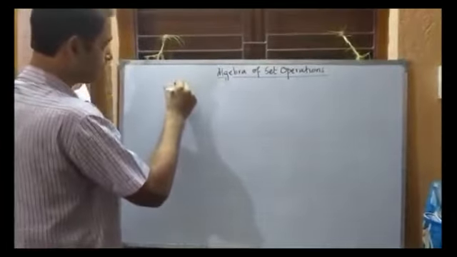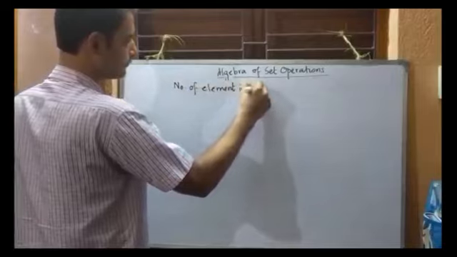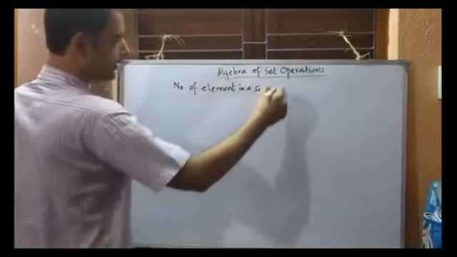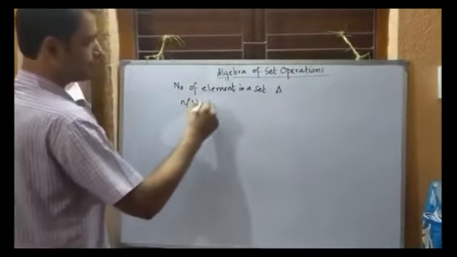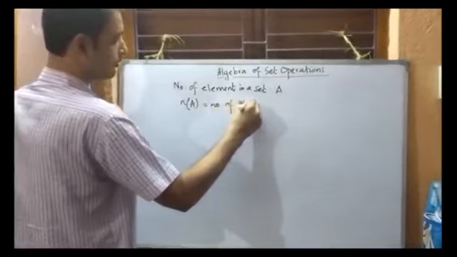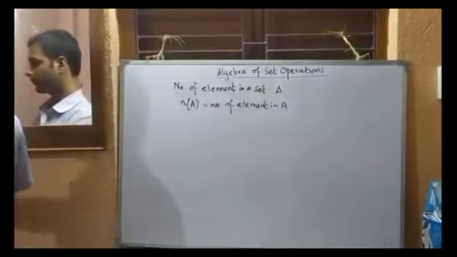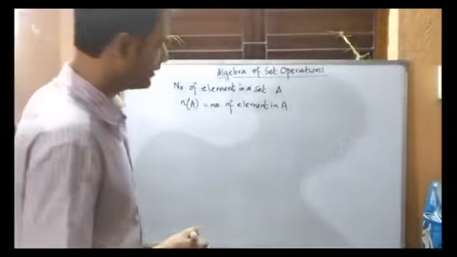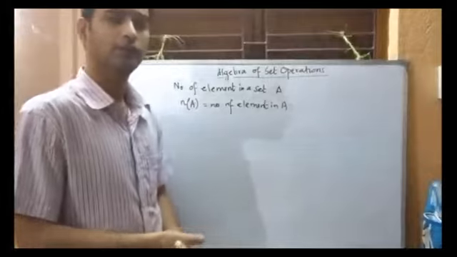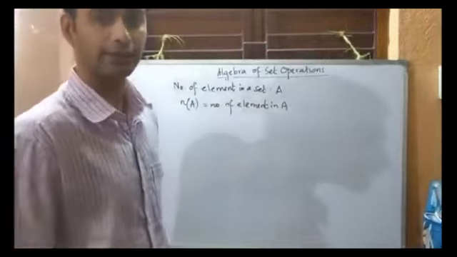Okay, now we will see the notion of number of elements of a set. Say we are taking A as a set, then we define n of A to be the number of elements in the set A. So what we will see here is the various formulas to find the number of elements when we do the set operations, and we get different kinds of sets.